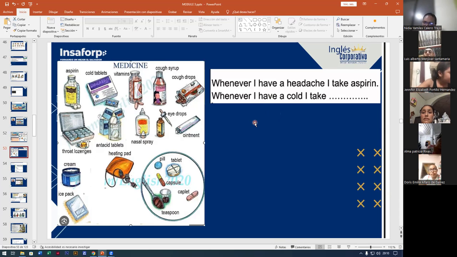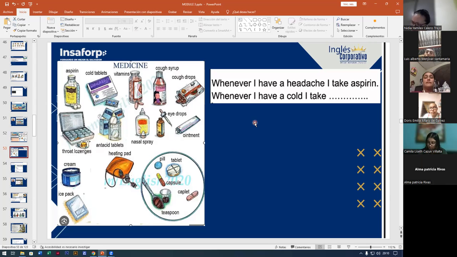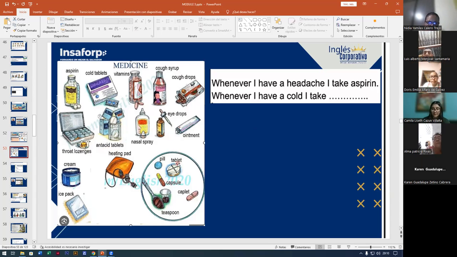Give us different symptoms, different illness. Whenever I have a stomachache, whenever I have a, it can be a backache. Whenever I have a stomachache, I take antacid tablets. Antacid tablets. Very good job. Nice one. That's good. Doris, what about you? A different example.